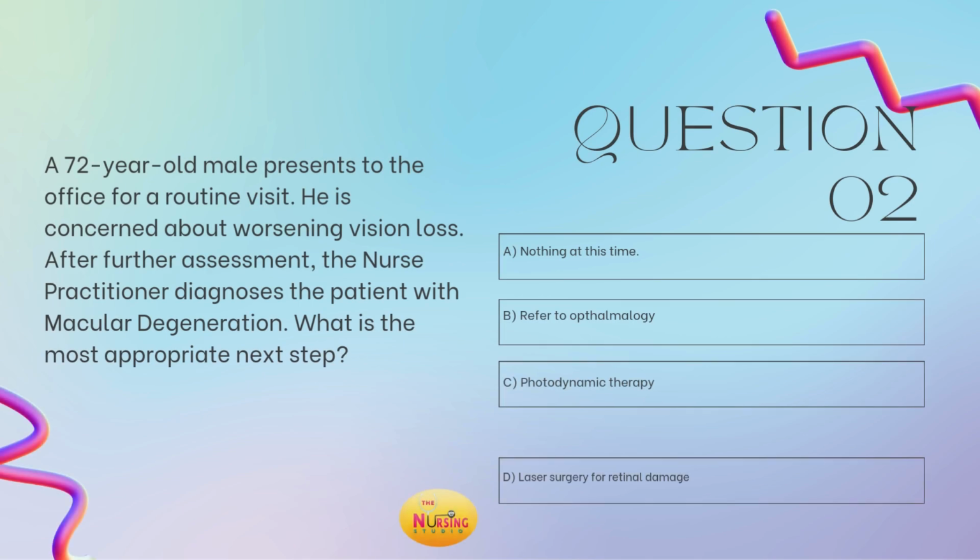Question number two. A 72-year-old male presents to the office for a routine visit. He is concerned about worsening vision loss. After further assessment, the nurse practitioner diagnoses the patient with macular degeneration. What is the most appropriate next step? Is it A, nothing at this time, B, refer to ophthalmology, C, photodynamic therapy, or D, laser surgery for the retinal damage? Take a moment and tell me what you think.